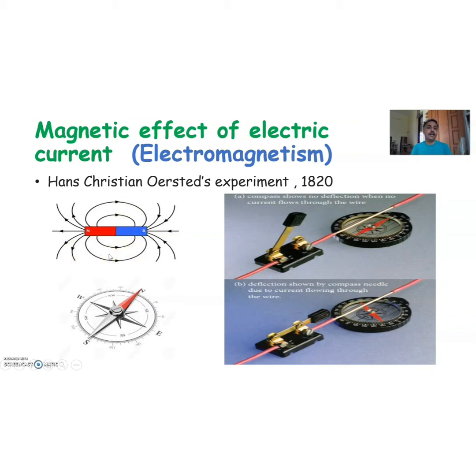This is a major discovery, as this paved the way for a new branch of physics called electromagnetism, which means that electricity produces magnetism. Electric current produces magnetism. Before that, it was thought that electricity and magnetism were two different phenomena. But after this experiment in 1820, the fact that electric current can create magnetism was unveiled to the world.